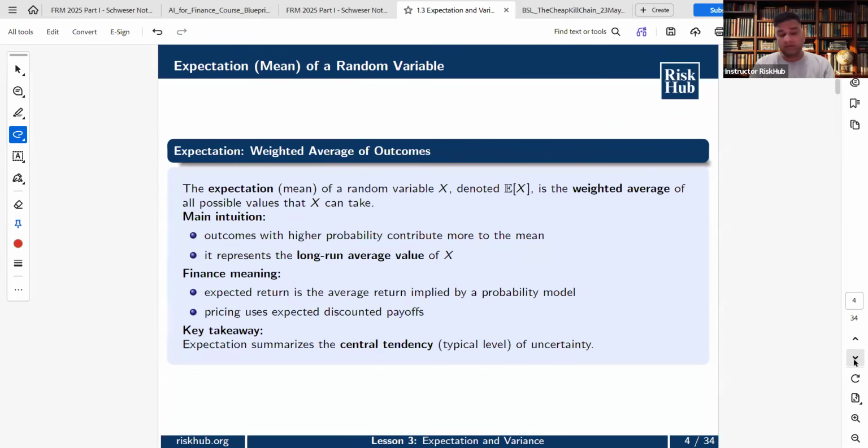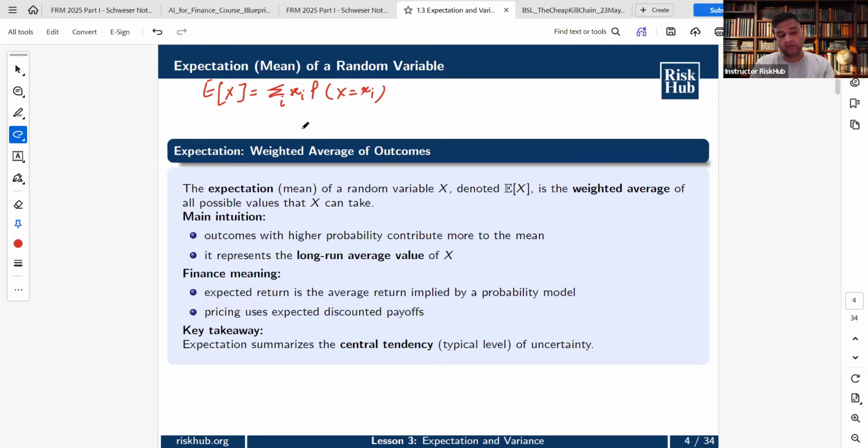Next one is expectation, the weighted average of outcomes. The slide says expectation is the weighted average of all possible outcomes. This is the key idea: not all outcomes matter equally. More probable outcomes receive larger weights. The general formula for a discrete random variable is: expected value of X equals the summation over i of x_i times P(X = x_i), where x_i is the outcome and P(X = x_i) is the probability.